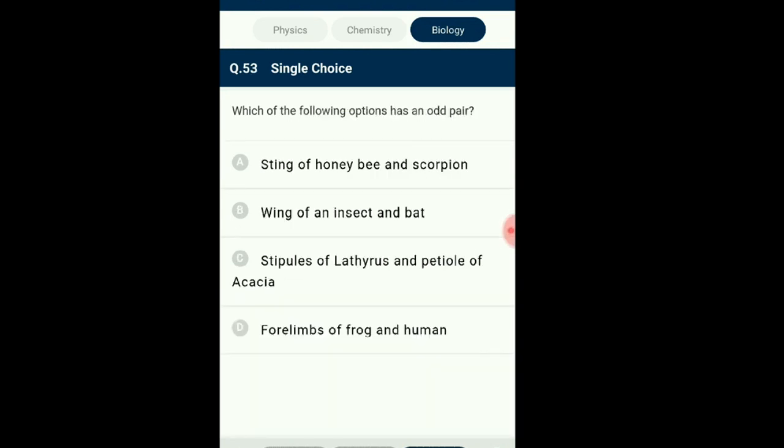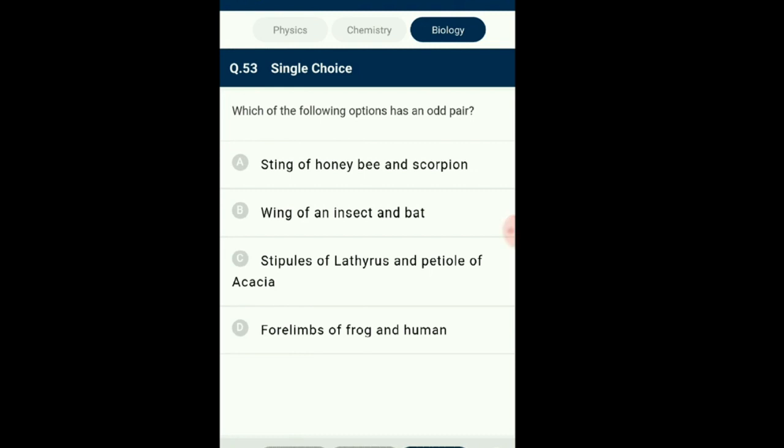Question number 53. Which of the following options has an odd pair? Certain anatomical and morphological similarities are seen in animals of today and those that existed years ago. By interpreting these similarities, one can understand whether the common ancestors were shared or not. The sting of honeybee and scorpion are structurally different but functionally similar. Similarly, the wing of an insect and bat are structurally different but perform the same function of flying, and also the stipules of Lathyrus and petiole of Acacia are structurally different but functionally similar.